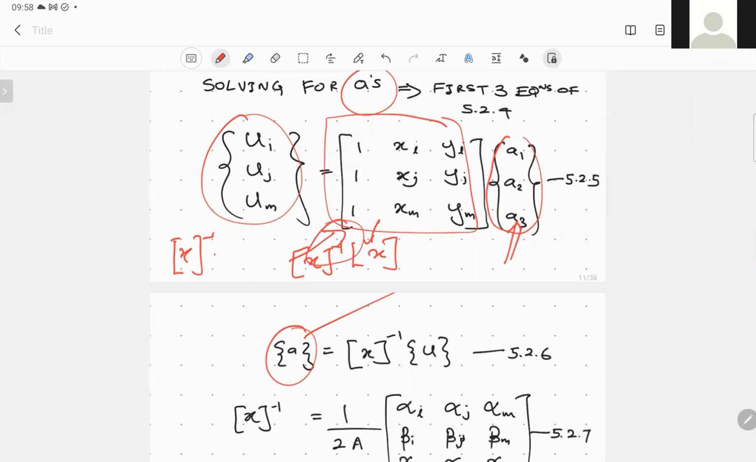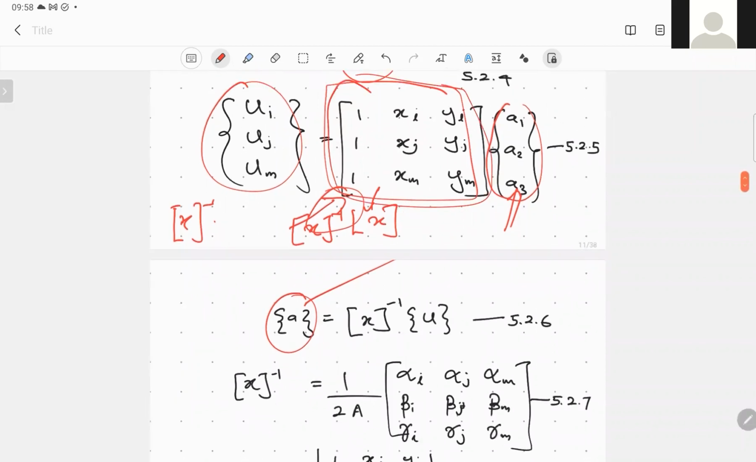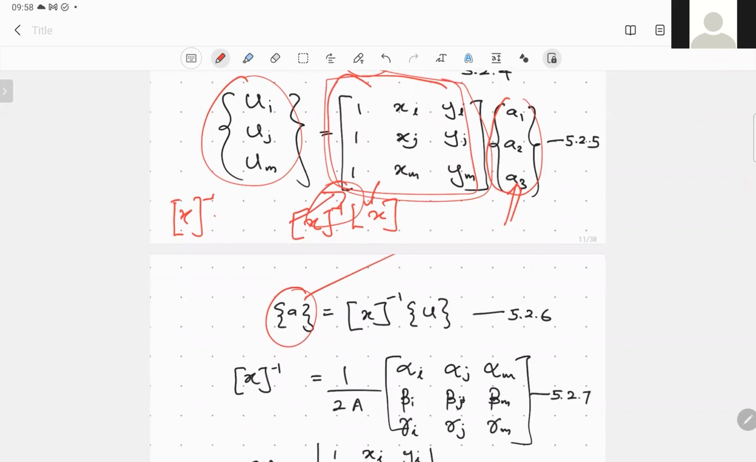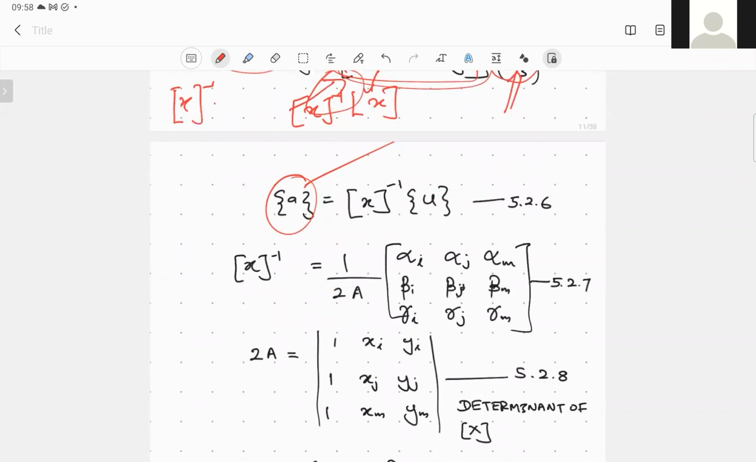So is there a possible way of finding this X inverse matrix? This is the X matrix. Is there a possible way of finding the X inverse? Yes, there is. A method of cofactors can be used to find the inverse of X.